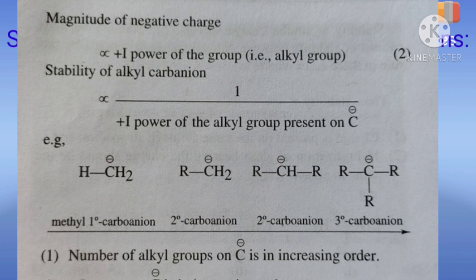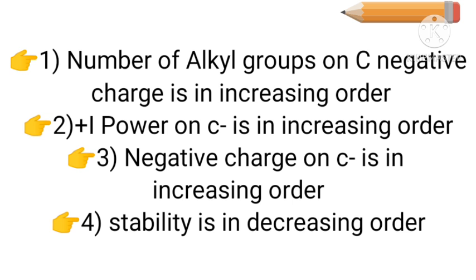So for example, H-CH2-, then RCH2-, then R2CH-, and R3C-. These are the methyl carbanion, primary carbanion, secondary carbanion and tertiary carbanion. In all of these, the number of alkyl groups on C- is in increasing order, the +I power on C- is in increasing order, the negative charge on C- is in increasing order, and the stability is in decreasing order. So it is like this.